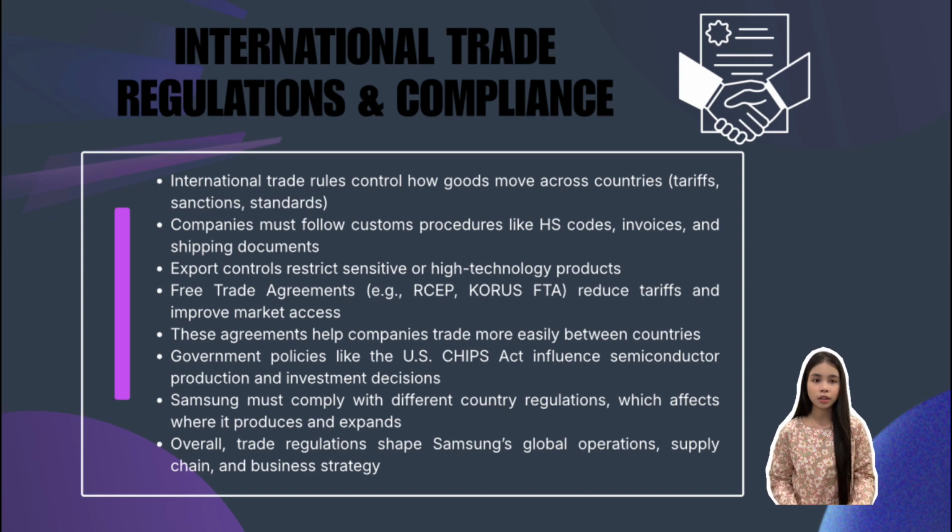Trade agreements such as the Regional Comprehensive Economic Partnership (RCEP) and the Korea-United States Free Trade Agreement (KORUS FTA) actually help Samsung by reducing tariffs and making trade easier between countries. However, government policies like US export controls and the CHIPS Act can also affect Samsung's production and expansion, especially in semiconductors. Overall, international trade regulations both support Samsung's global operations and also influence its business decisions.